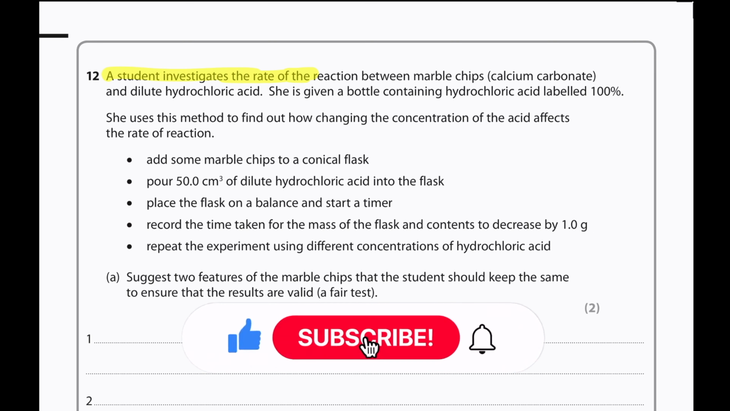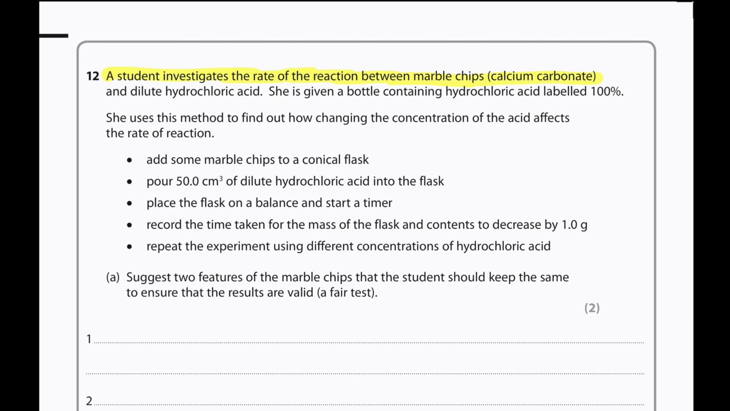A student investigates the rate of reaction between marble chips, calcium carbonate, and dilute hydrochloric acid. She is given a bottle containing hydrochloric acid labelled 100%. She uses this method to find out how changing the concentration of the acid affects the rate of reaction. Add some marble chips to the conical flask, pour 50 cm cube of dilute hydrochloric acid into the flask, place the flask on a balance, and start a timer. Record the time taken for the mass of the flask and contents to decrease by 1 gram. Repeat the experiment using different concentrations of hydrochloric acid.